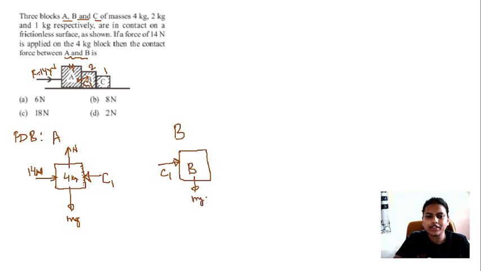Again mg, the weight of B, is acting on the body. This is the weight of A acting on the body and it is the normal. And since B is attached to this surface, block C is also putting a force on B. So from this direction also B must be getting the C2 force.